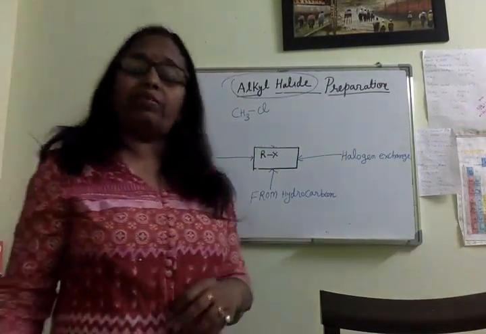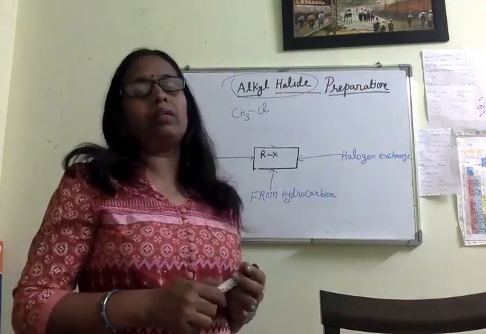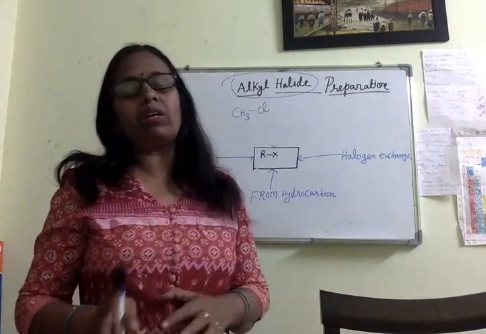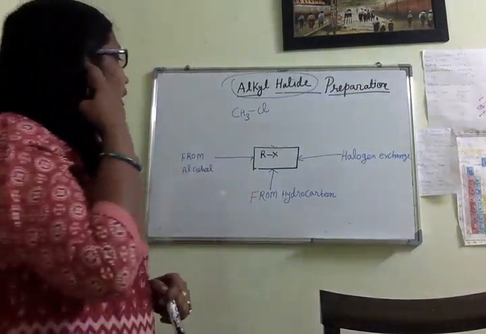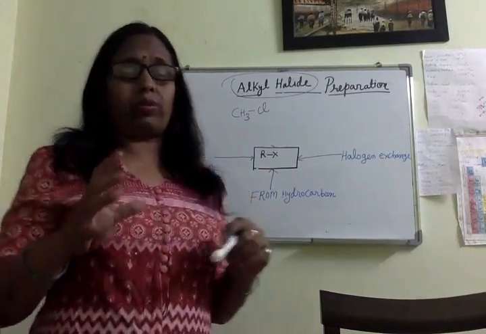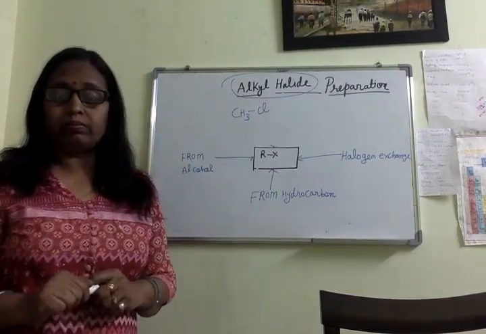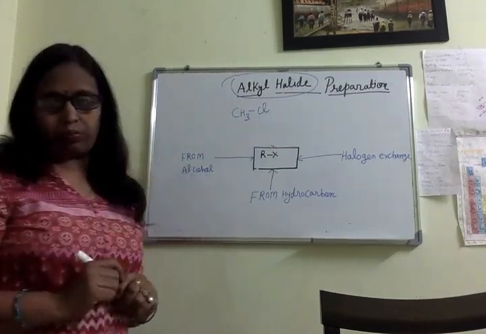In this chapter, at first preparation of haloalkane or alkyl halide, then properties, physical and chemical properties. One by one, we cover all the topics. First, preparation of alkyl halide. So, think about it. How do we prepare this? How do we introduce the Cl group?